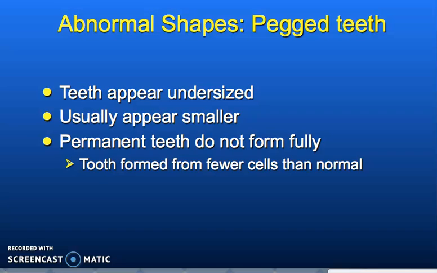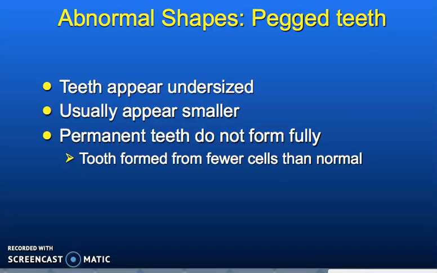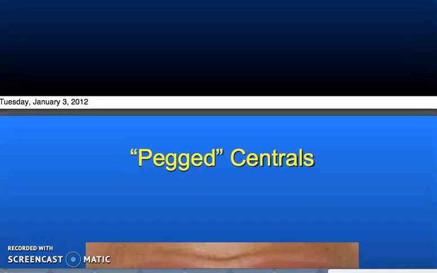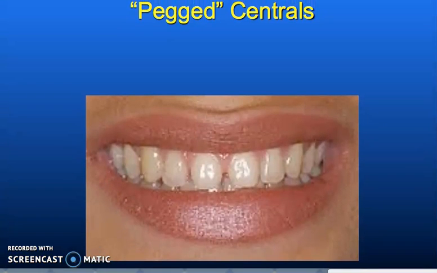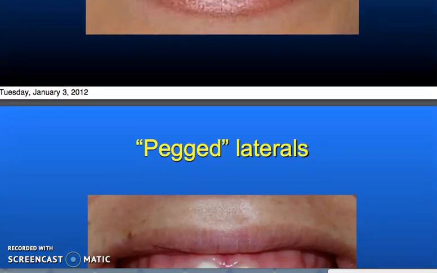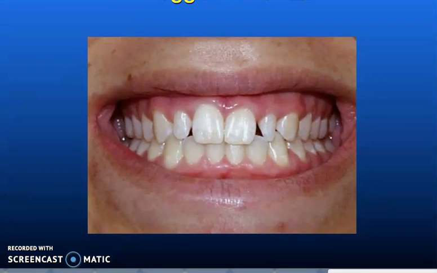Permanent teeth do not form fully, and the tooth formed from fewer cells than normal. So that's what causes it to be pegged and shaped differently. So here we kind of have pegged centrals, which is a little more unusual than the pegged laterals. And here we have the pegged laterals.